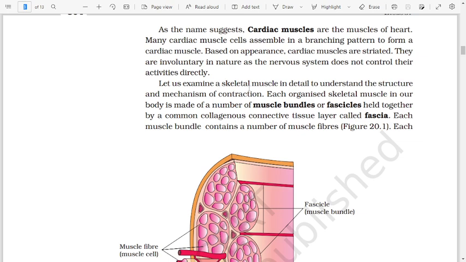Let us examine a skeletal muscle in detail to understand the structure and mechanism of contraction. Each organized skeletal muscle in our body is made up of a number of muscle bundles or fascicles held together by a common collagenous connective tissue layer called fascia. Each muscle bundle contains a number of muscle fibers, figure 20.1.